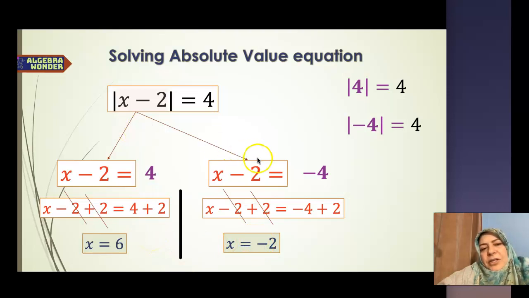Some people make the branches and then they put absolute value here. Don't do that. Absolute value cannot be negative. That's going to be a huge error. So please don't make this misconception. The quantity inside can be 4. The quantity inside can be negative 4. Not the absolute value. Okay?